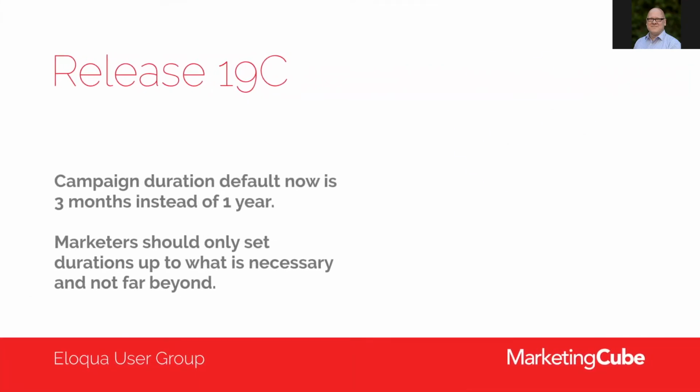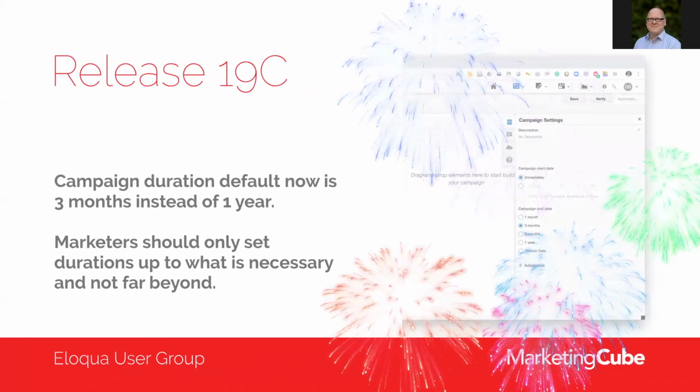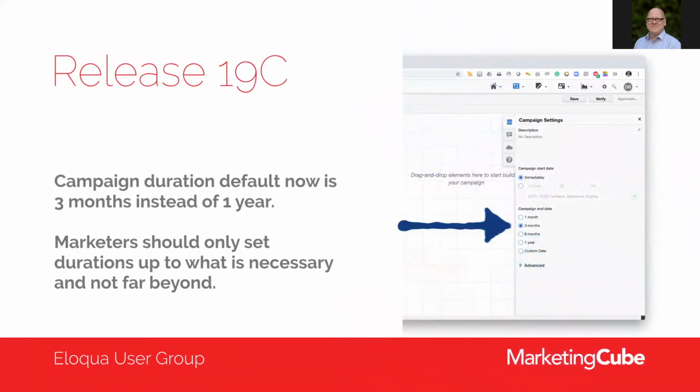Something else that has just been a real bugbear of mine that I uncovered, I just noticed it yesterday. I missed it in the notes. But the campaign settings used to default to 1 year. That's not the case anymore. The default is now 3 months, which is much better. I would still encourage you to utilize the custom date to select the end date of your campaign, but 3 months is much better than 1 year. 1 year was just completely unrealistic.